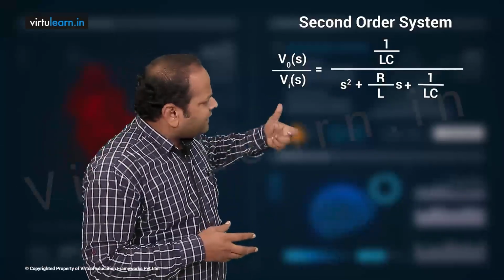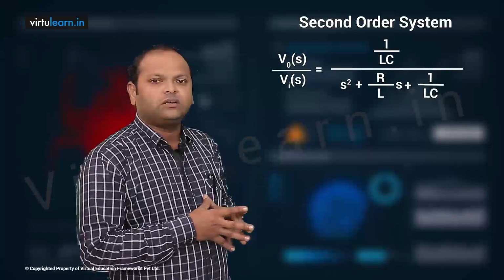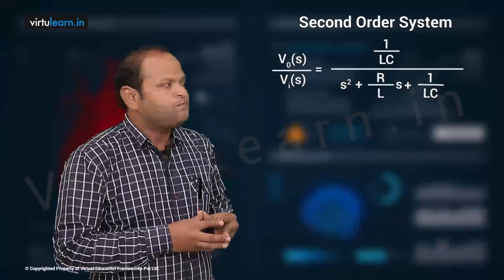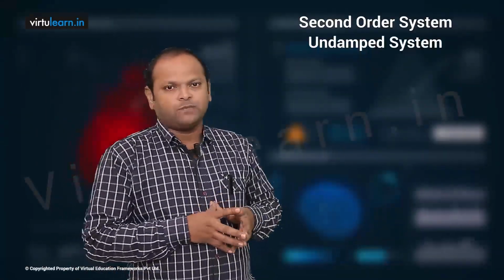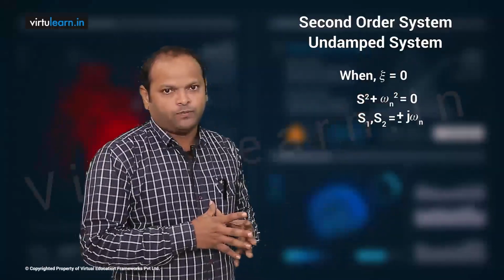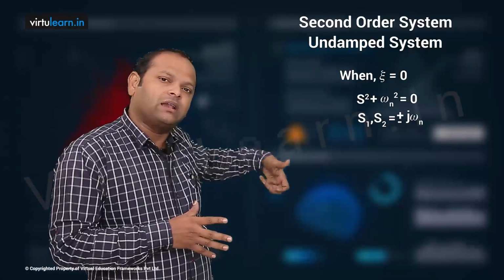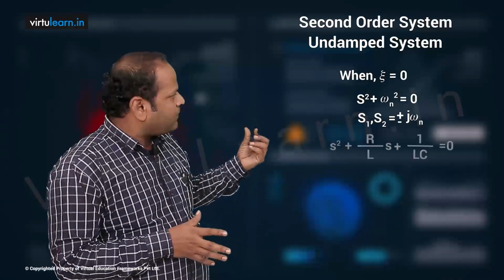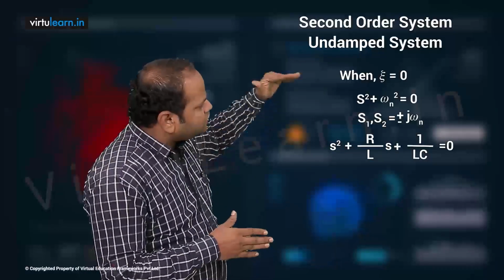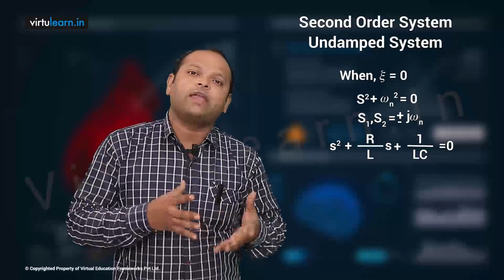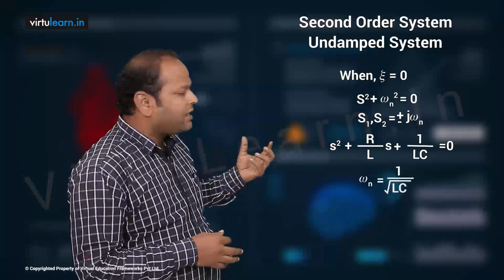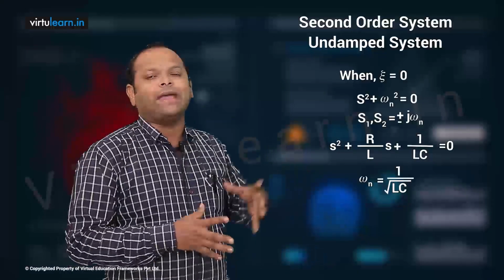Now take the characteristic equation of this transfer function and compare it with the characteristic equation of the standard system. The standard characteristic equation is s square plus 2 zeta omega n s plus omega n square equal to 0. The electrical system characteristic equation is s square plus R by L s plus 1 by LC equal to 0. When you compare these two, you can first find omega n. Omega n square is 1 by LC, so omega n is 1 by root LC.